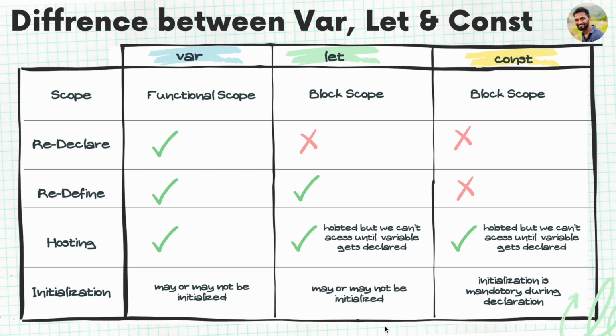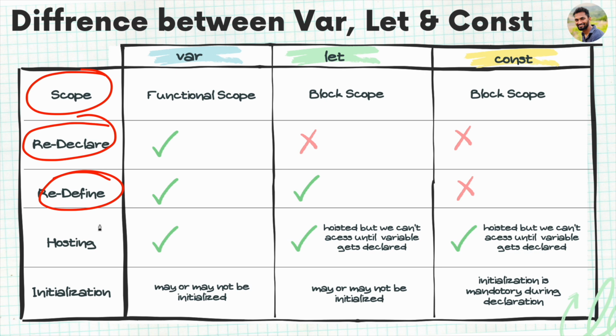This is the final table that we are going to derive at the end of our video. For example, if you want to differentiate any two things, we need a criteria. In the same way, to differentiate the differences between var, let and const, we also need a criteria. So here we got 5 criteria. First one is scope, and then redeclaration, and then redefine, hoisting, and initialization.